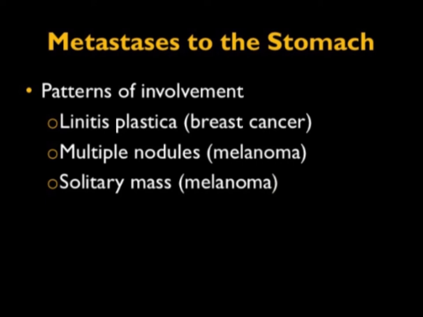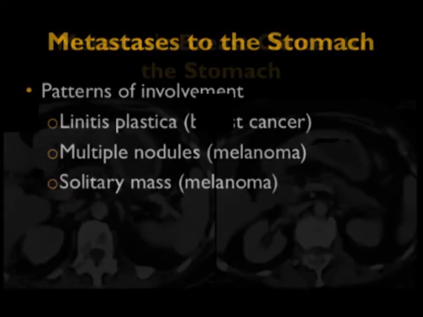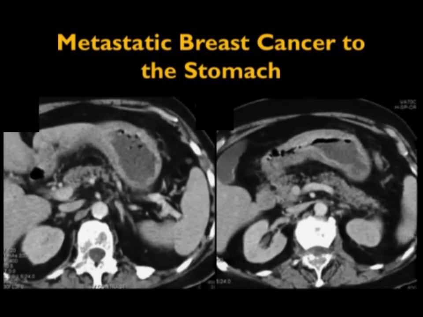Three main patterns. The classic thing we all think about is linitis plastica or diffuse infiltration. We talk about nodules in the stomach like melanoma and solitary masses, which would include melanoma. Great example of an infiltrating tumor in the stomach. The stomach does not distend. This was a patient with breast cancer.